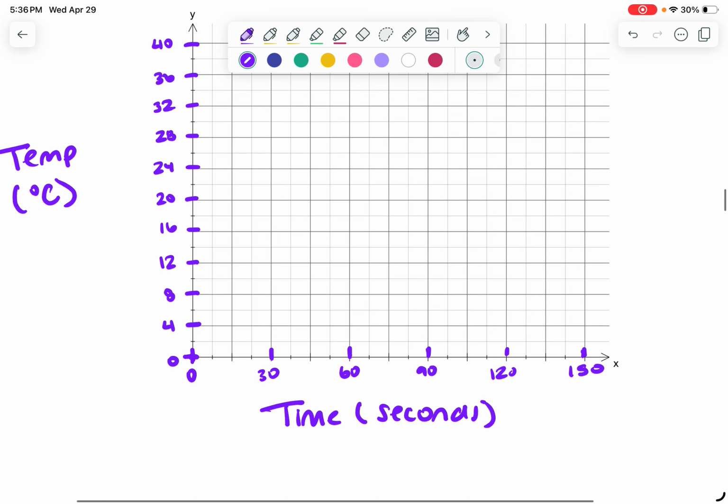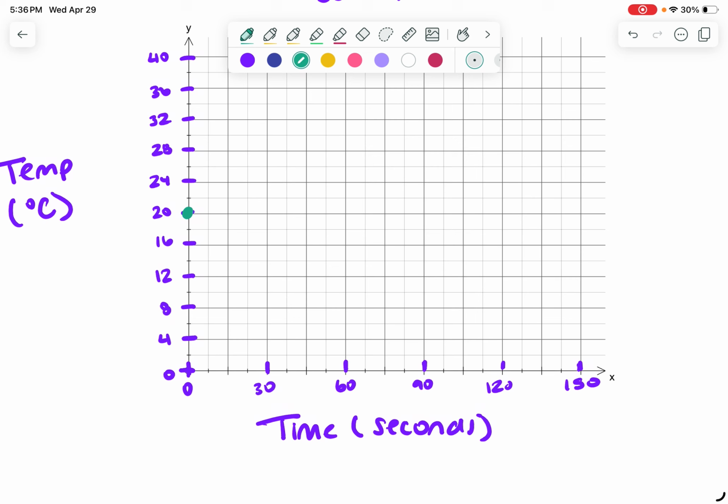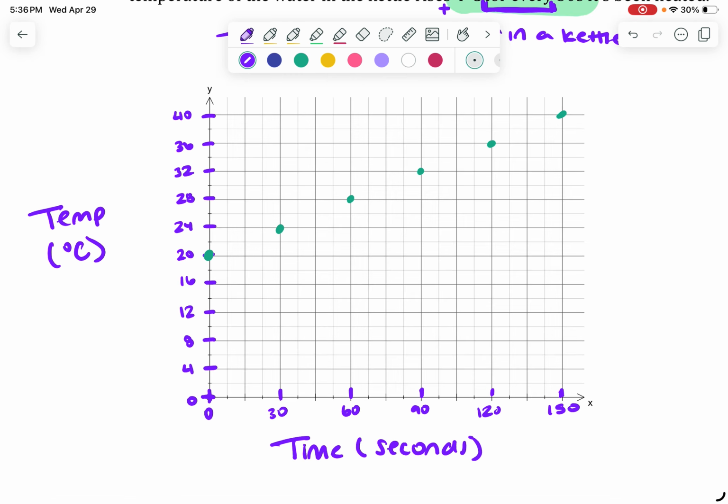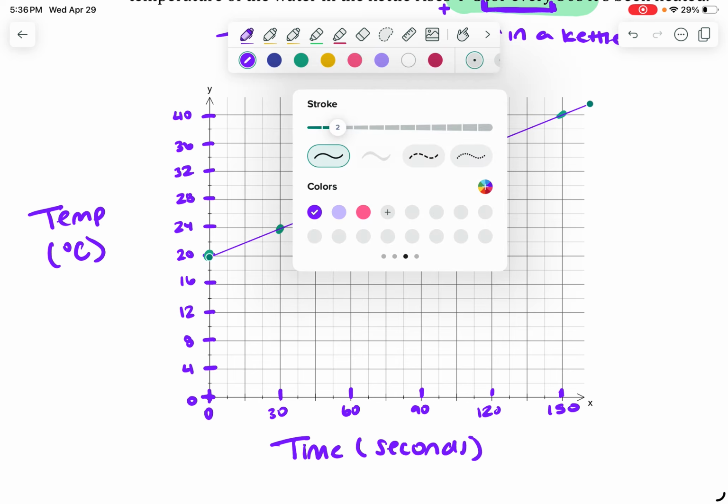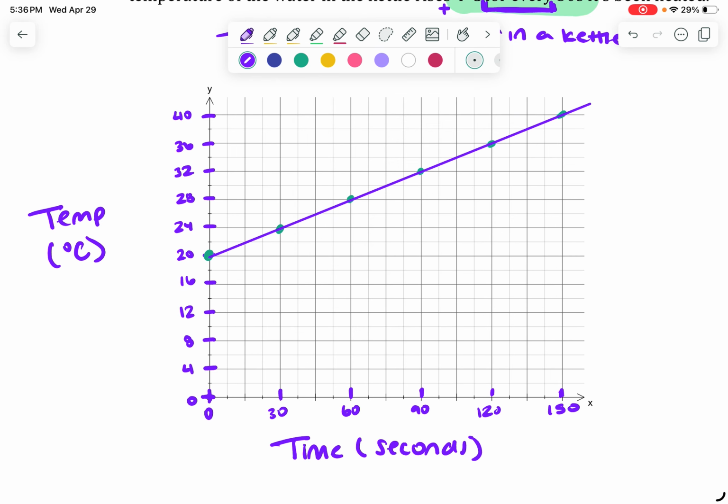So here it is. Then I'm going to plot some points. So I know I start at time of 0 seconds at 20 degrees. I'm starting at room temperature, I'm imagining. And then every 30 seconds, the kettle temperature rises 4 degrees. So here it is. And I've plotted my points. I'm going to connect my dots with a straight line here. And then I'm going to include an arrow to the right.